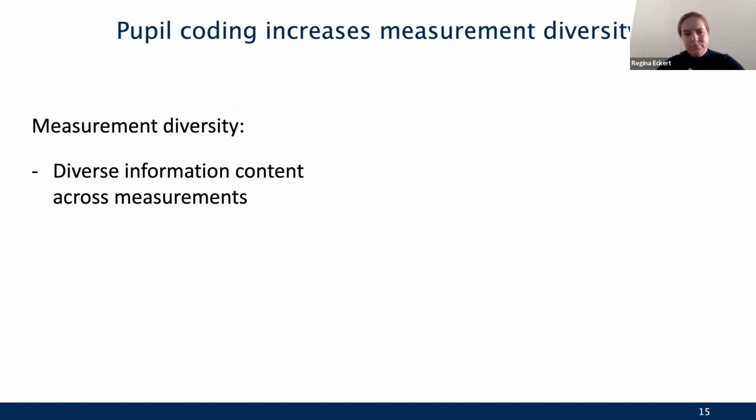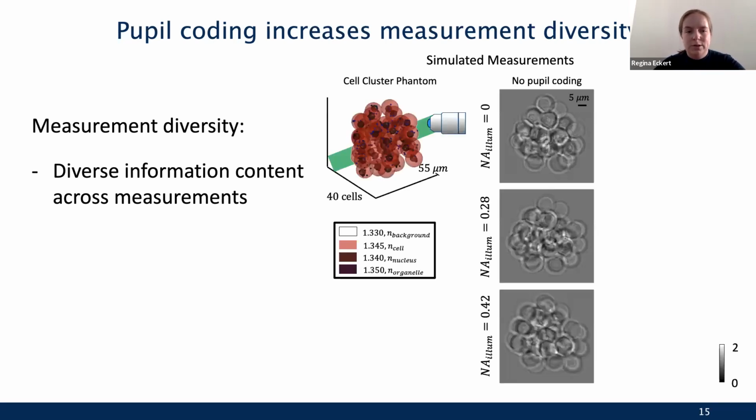All right, so the basic idea of doing this dual illumination and detection side coding is that we're actually increasing the measurement diversity in our system. So what do I mean by measurement diversity? The thing that I like to think about is what is the diverse information content in my measurements? That's a cool idea to think about, but what does that actually look like? What does it mean? Here we have our simulated cell cluster, and we're going to simulate some measurements and just look at them and see what measurement diversity might mean.